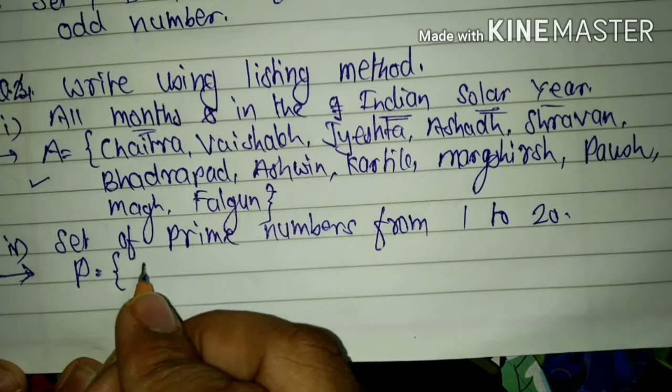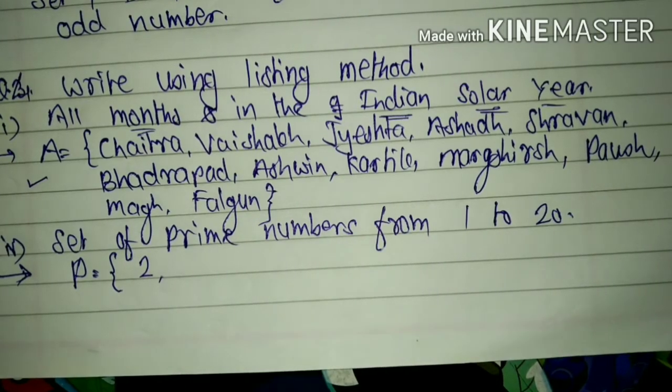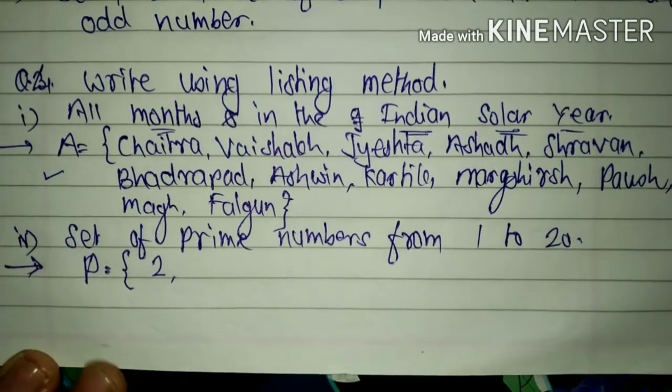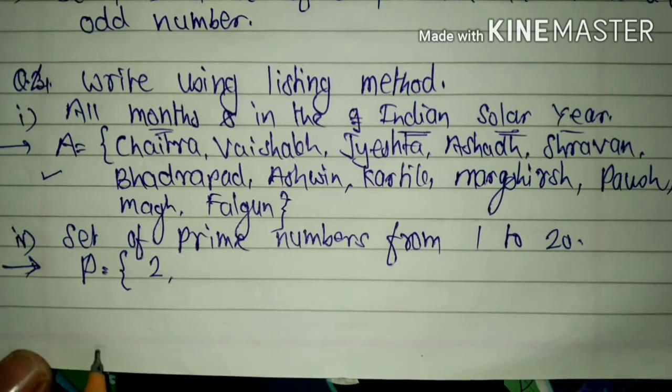So prime numbers are starting with 2. 2 is the smallest even prime number, as well as 2 is the only even prime number.